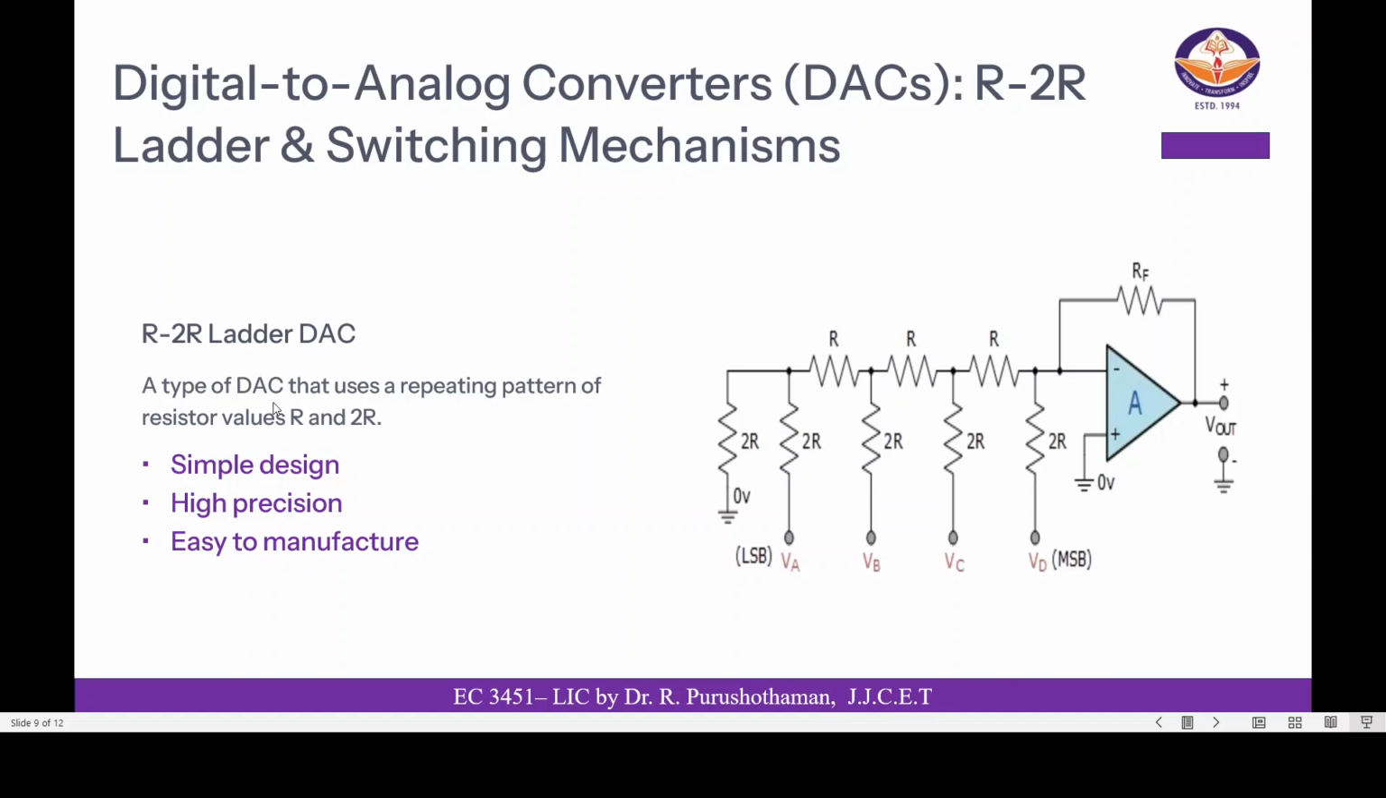This type of DAC, I mean digital to analog converter, uses a repeating pattern of resistor values, that is R and 2R. This is the output, and RF here is the feedback resistor. MSB is the most significant bit in the input value, and LSB is the least significant bit in the input value. I would like to remind you that the input here is digital, and the output here is analog. This is a simple design, with high precision, and easy to manufacture.